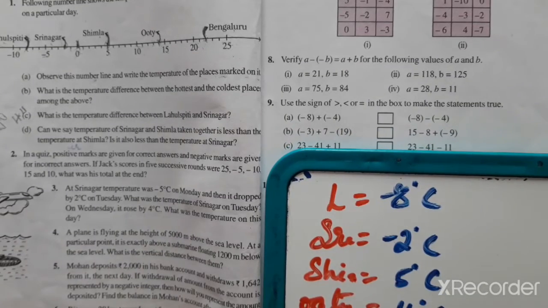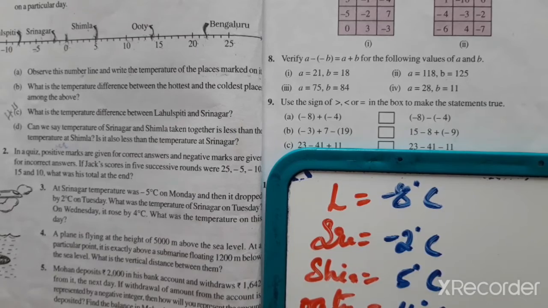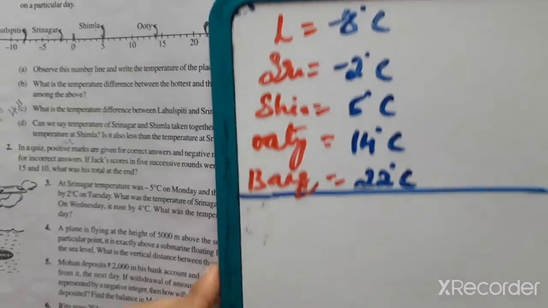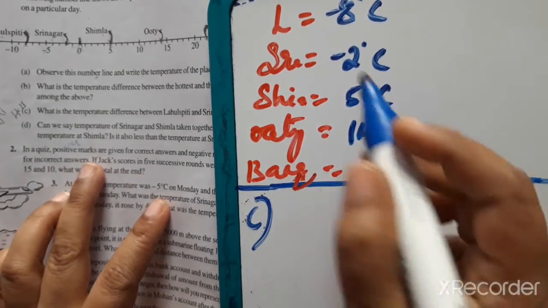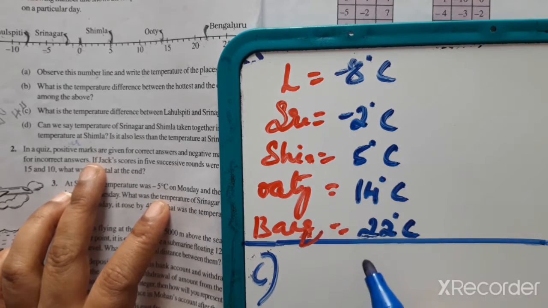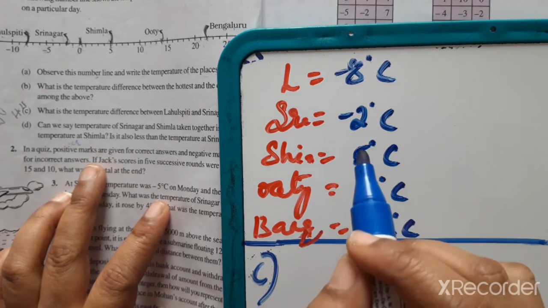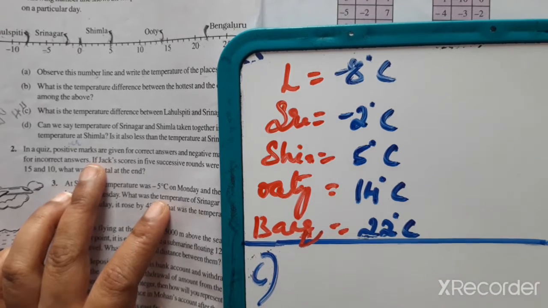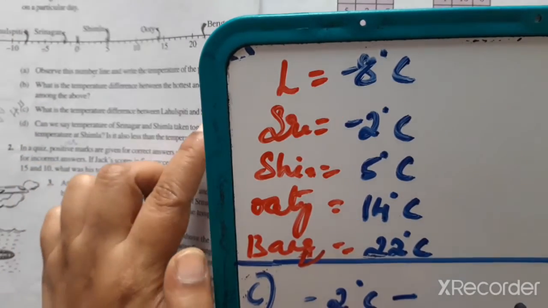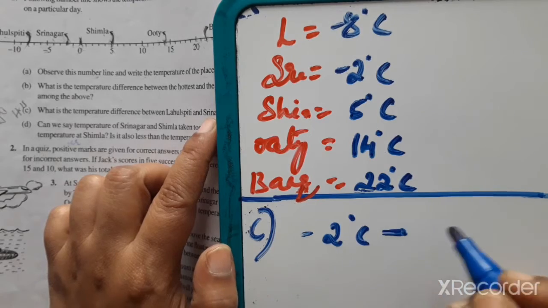Now here C question. What is the temperature difference between Lauspati and Srinagar? What is the Lauspati temperature? Minus 8 degrees. Then Srinagar temperature minus 2 degrees. So minus 8 and minus 2, which is the greater number? Minus 2, because among negative numbers the smaller is the greater number. So minus 2 degrees Celsius. For subtraction, the greater number we have to write first. So difference means minus symbol.